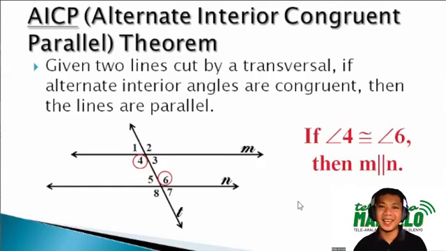Can you identify also some alternate interior angles that can be used for our statement so that we can use the theorem AICP, or alternate interior congruent parallel theorem? Did you answer angle 3 and angle 5? Let's use those angles. So we can have the statement, if angle 3 is congruent to angle 5, then line M is parallel to line N. There you go, as easy as that.